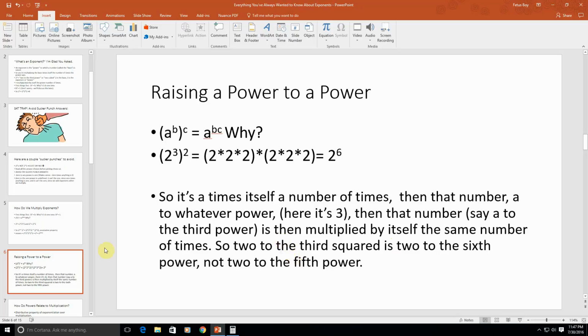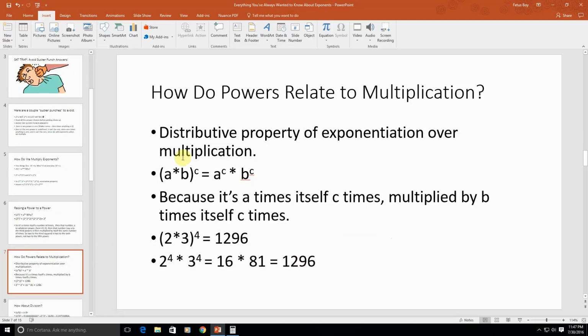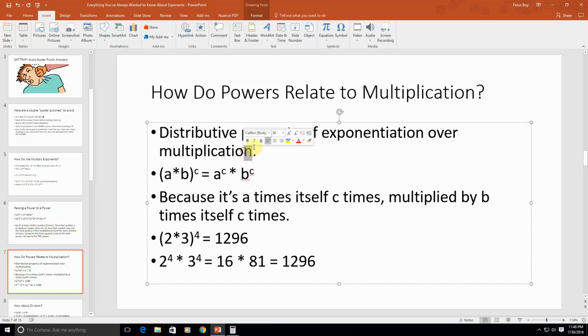So when we move on here, how do powers relate to multiplication? The distributive property of exponentiation over multiplication is pretty easy to learn. Unfortunately, when it's explained in terms like this, we have a hard time. So let's move on to seeing it in more mathematical terms rather than written in English.